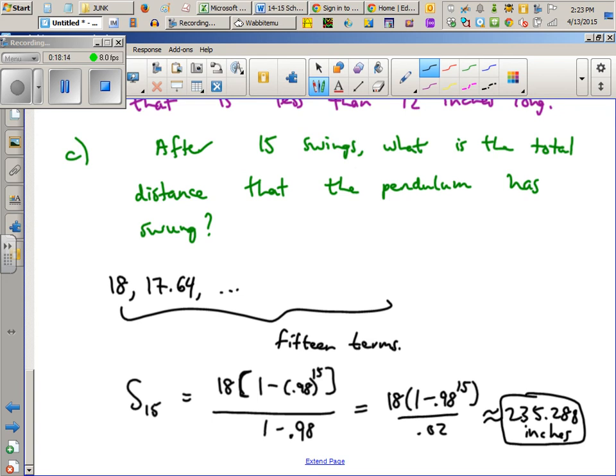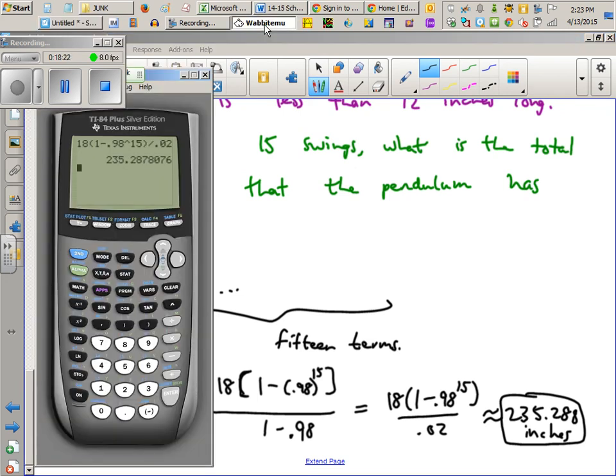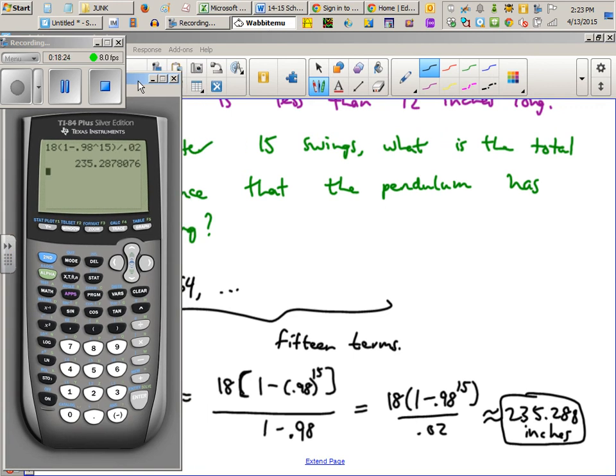Okay, let me show you how you can also enter sequences on your calculator, because somebody asked during second period, and I kind of felt bad that I kind of skirted it under the table. So let's go ahead and take a look at how you could have made your calculator do this problem.